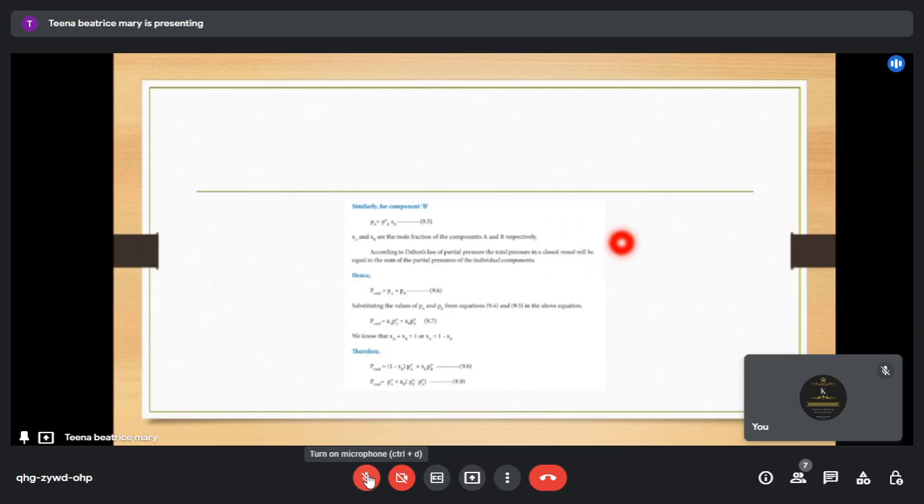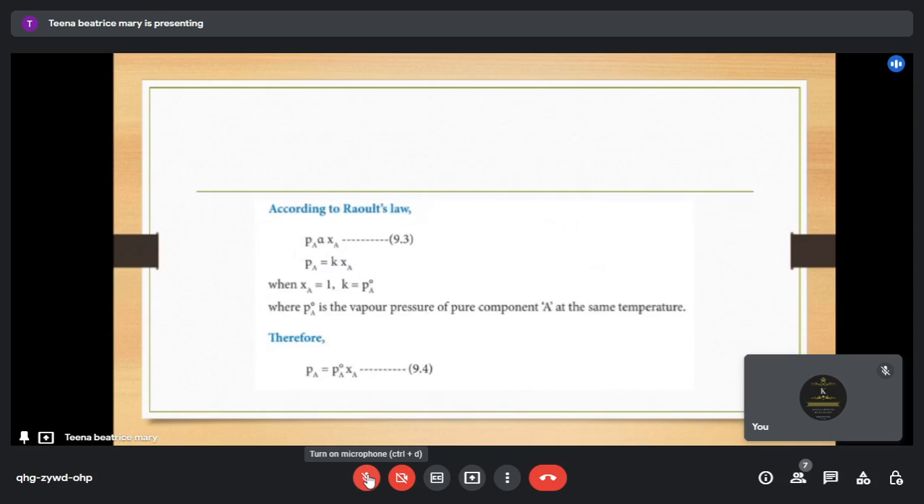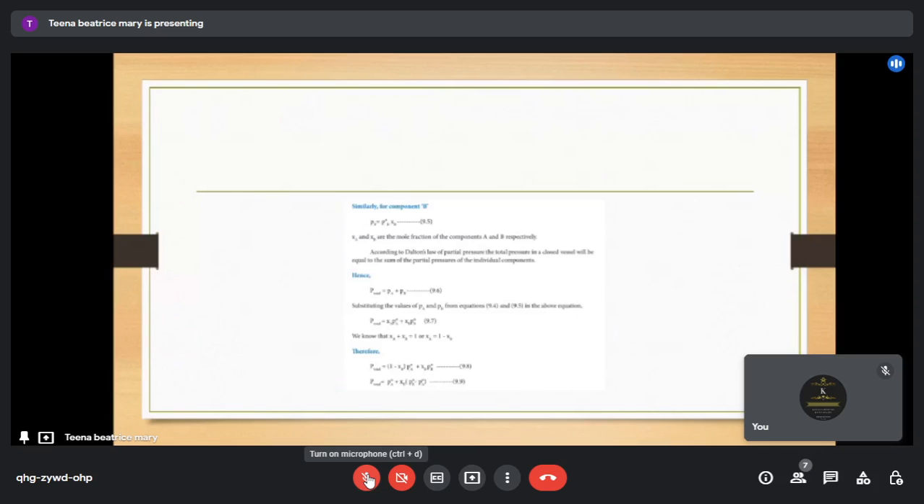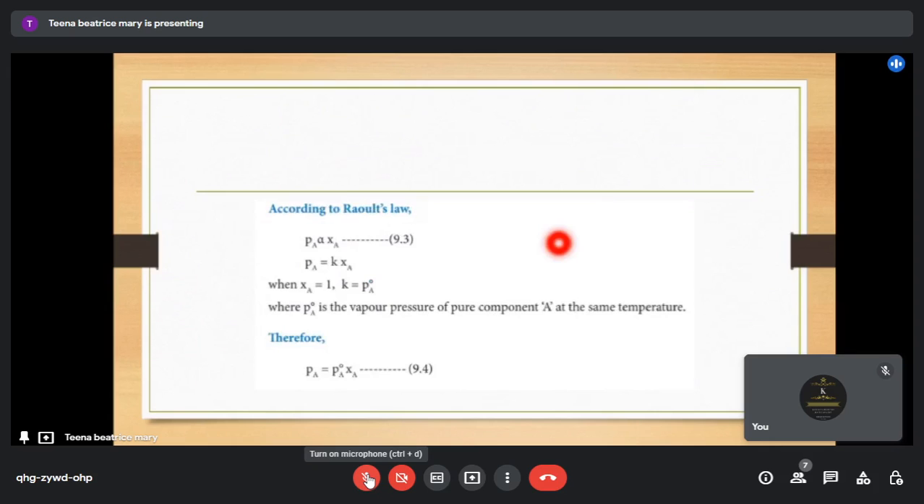So based on that we are going to find out the total pressure. P total is equal to PA plus PB. Now we know the value for PA, that is P naught A XA, and we also know the value for PB, that is P naught B XB. P naught A and P naught B tell about the vapor pressure of the pure components.